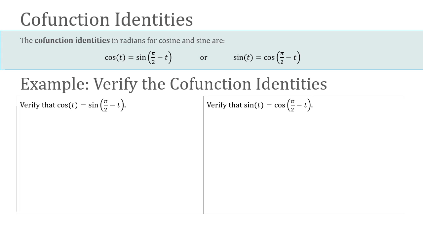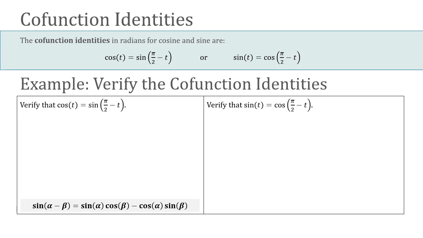Let's take a look at an example where we're being asked to verify these identities. The first one says to verify that the cosine of t is equal to the sine of pi over 2 minus t. We will need the difference identity for sine in order to rewrite the right-hand side to try and get it to equal the left-hand side.